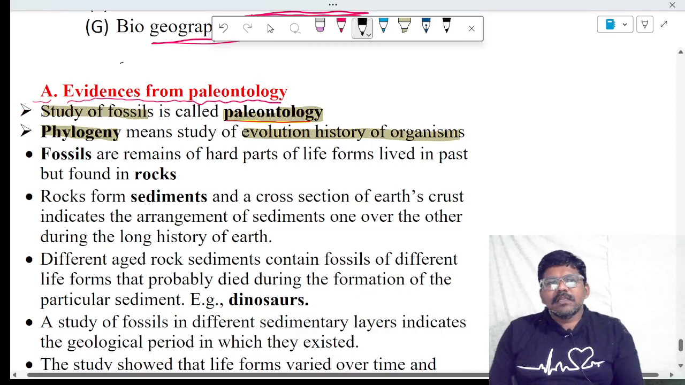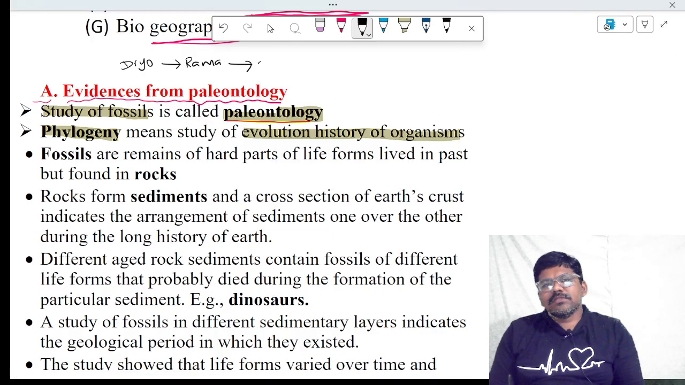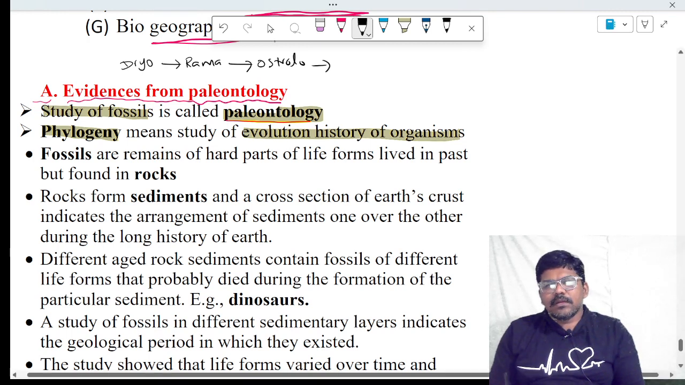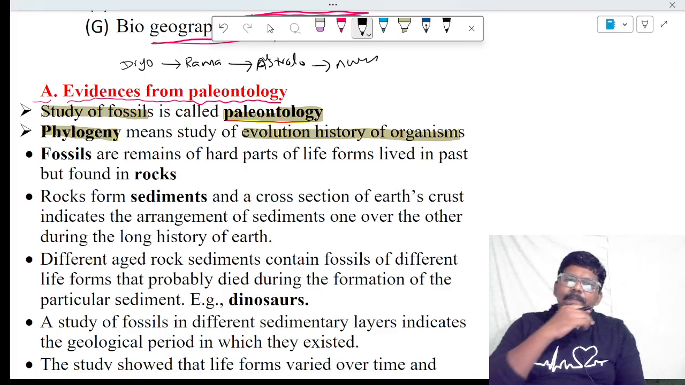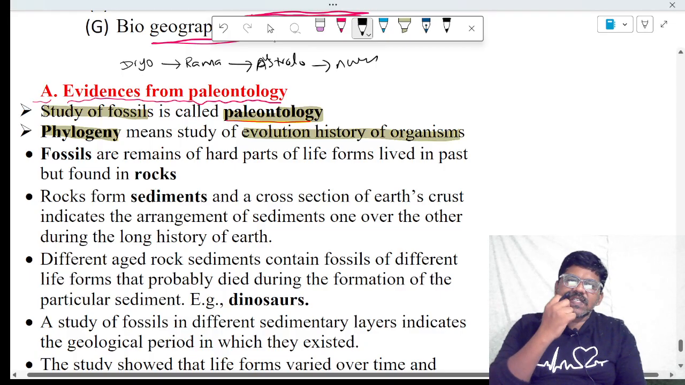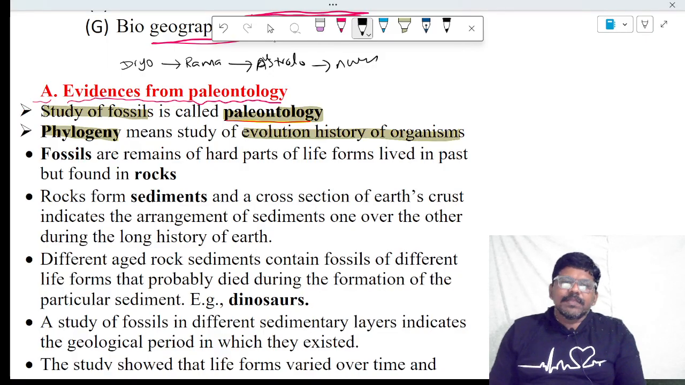Like if you see in human evolution, first Dryopithecus to Ramapithecus to Australopithecus to Australopithecian. Like that, if you study the evolution history, who is the ancestor of the present day organisms. If you study that evolution history by using the fossils, that is called phylogeny.